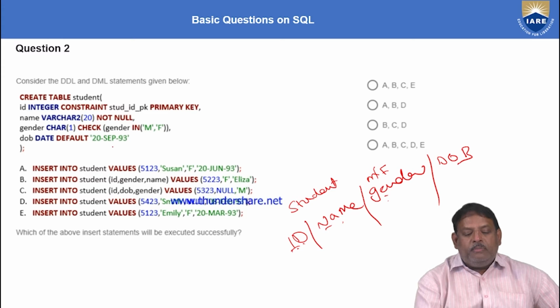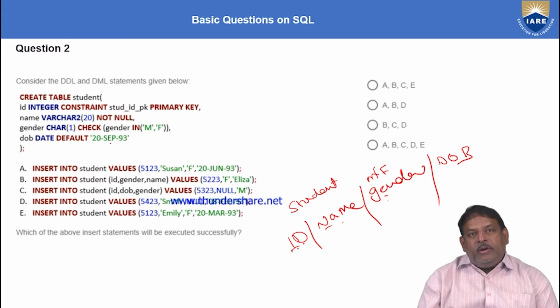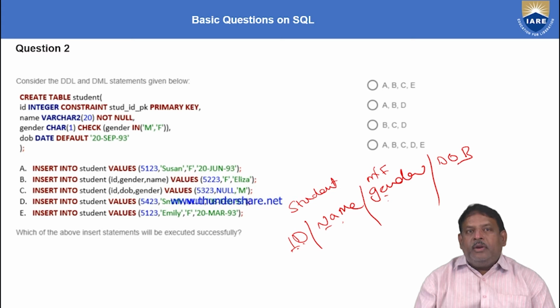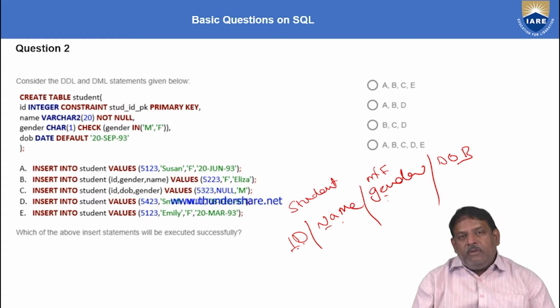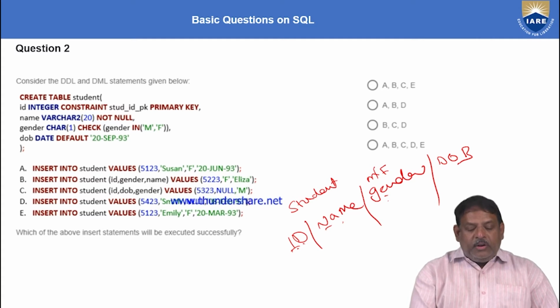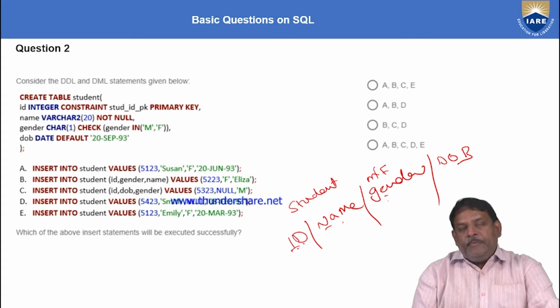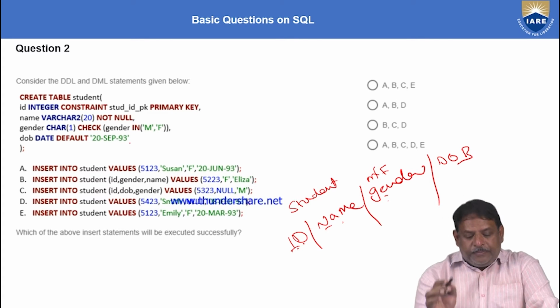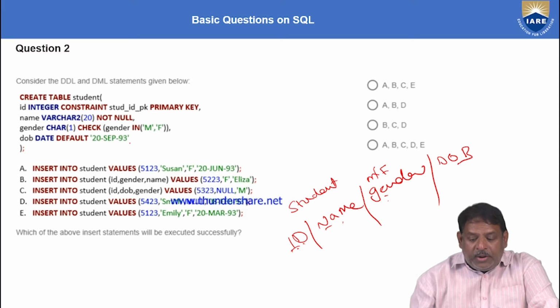Now what does the default mean? It means that by default, if you don't enter any value to the date of birth column, it will take 20th September 1993. Default means if you are not giving any value, by default the column will take the given value. Here the given value is 20th September 1993. Now we'll see what he is trying to insert.